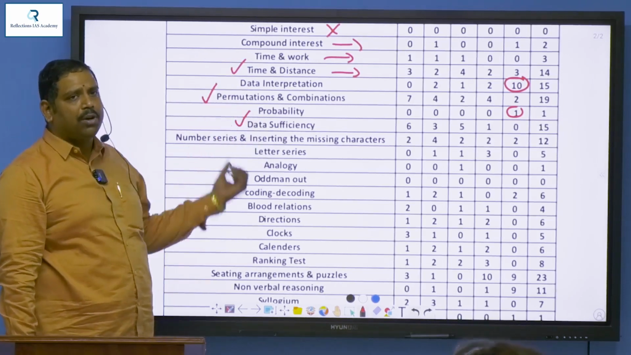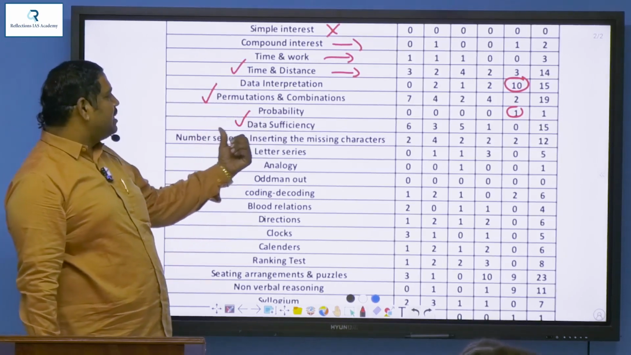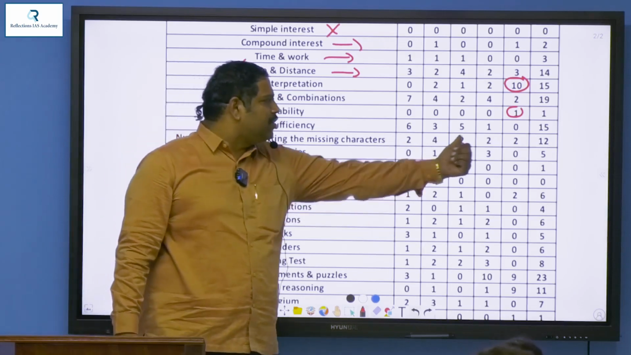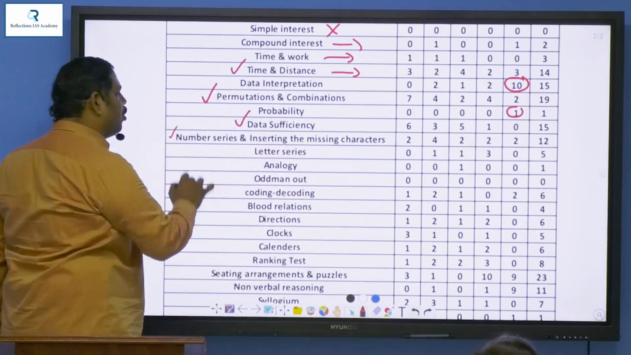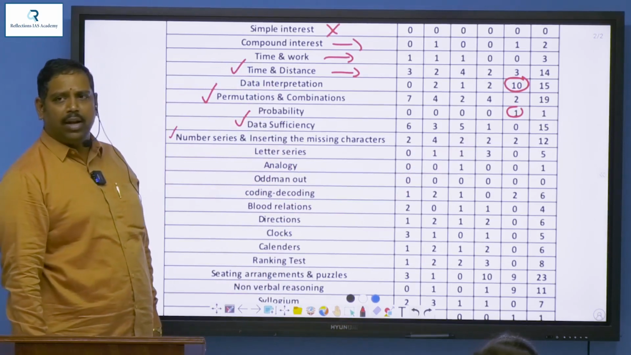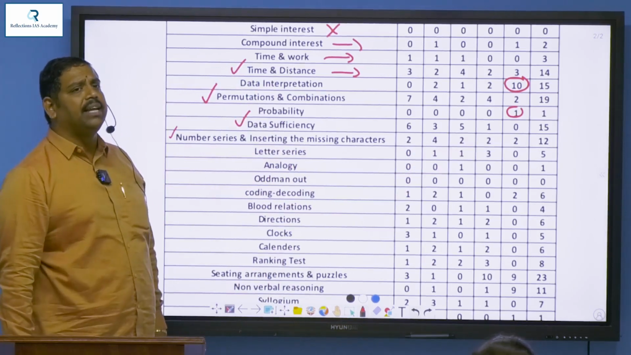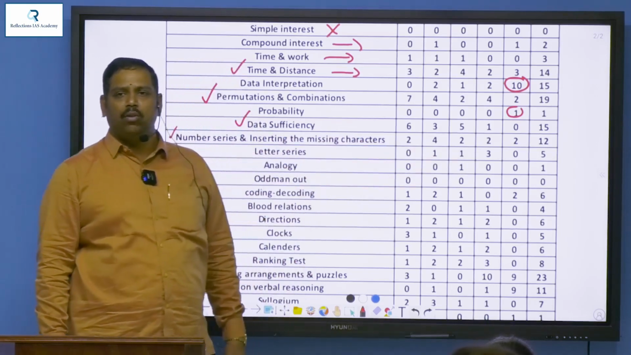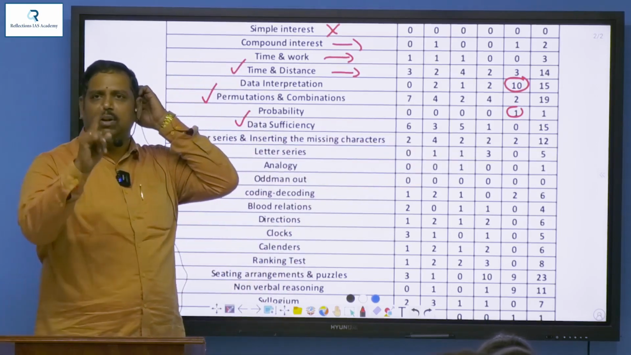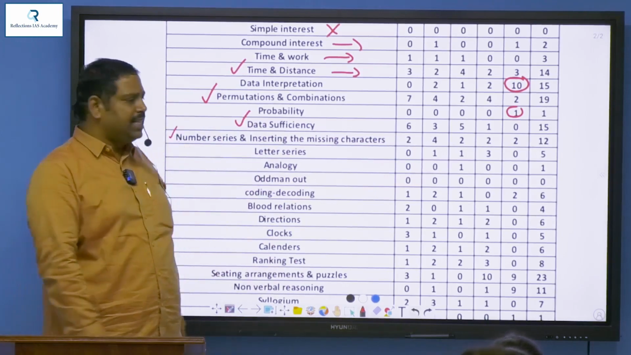Now we are entering into the topic of reasoning. Number series and inserting the missing characters. Observe that consistently minimum 2 questions, right? Means I can say that undoubtedly this is one important topic that you have to focus on. And the second point, funny thing, letter series also consistently he will give 1 question in general. Because in 2023 also you got 1 question from letter series. Okay.